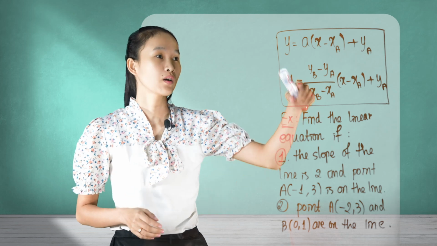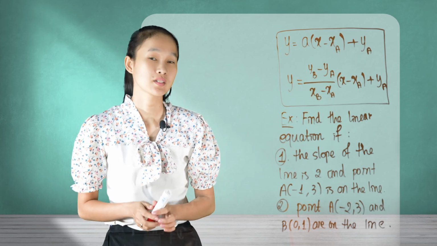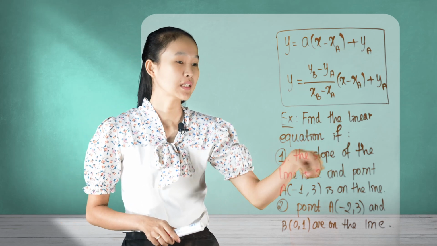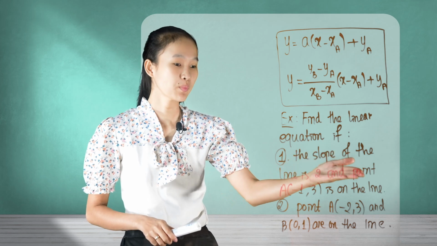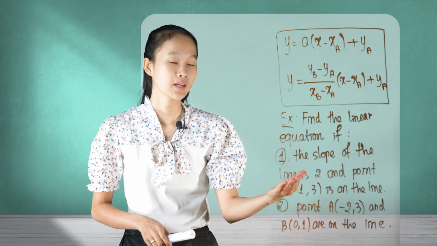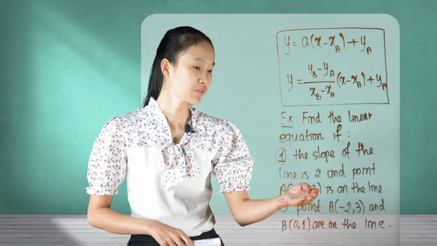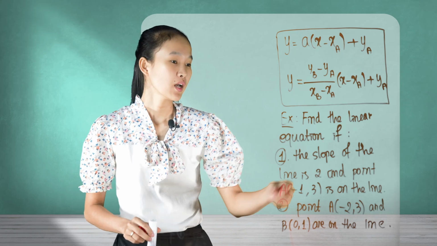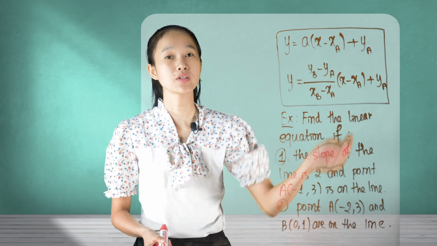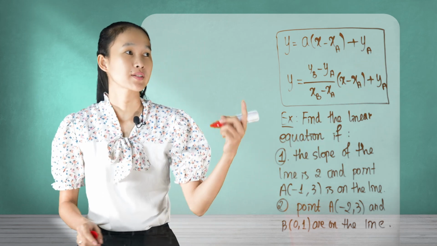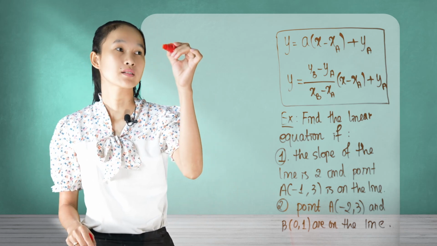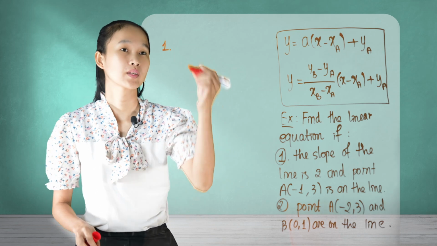Okay, so we have our formula here. Let's take a look at the exercise given. For the first exercise, find the linear equation if the slope of the line is 2 and the point A, which has the coordinate -1 and 3, is on the line. So a slope is given and a point is given. So you have to use the first formula, which has a slope and a point. Let's take a look at the answer for the first problem.